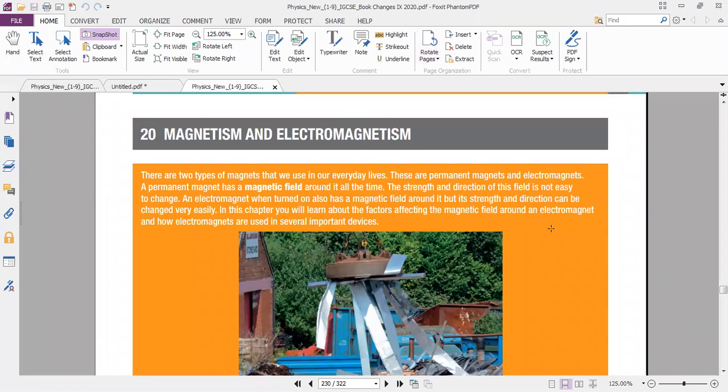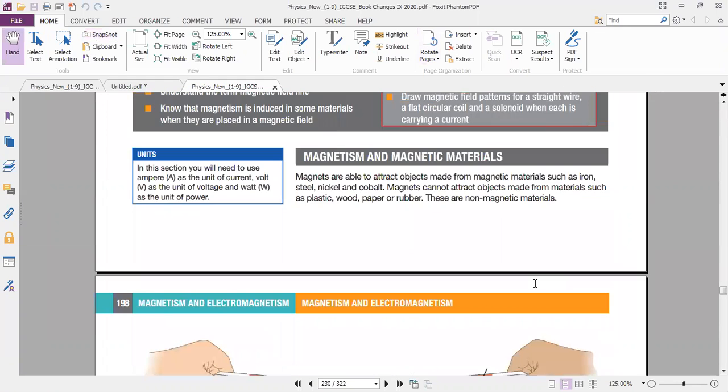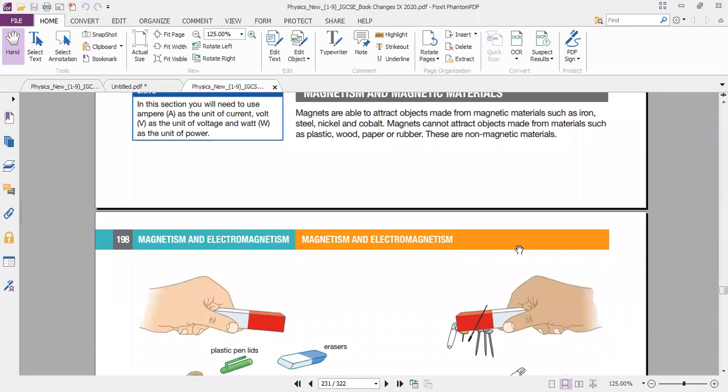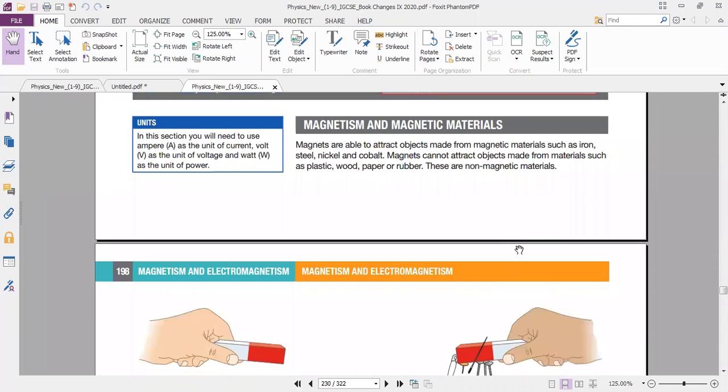Magnetism and electromagnetism. It starts with magnetic materials. There are some materials which magnets can attract. These are called magnetic materials, such as iron, steel, nickel, cobalt.